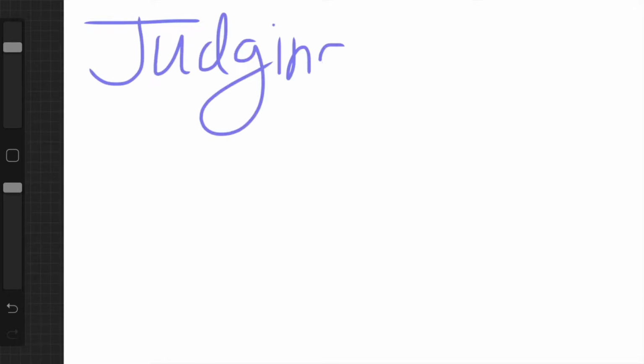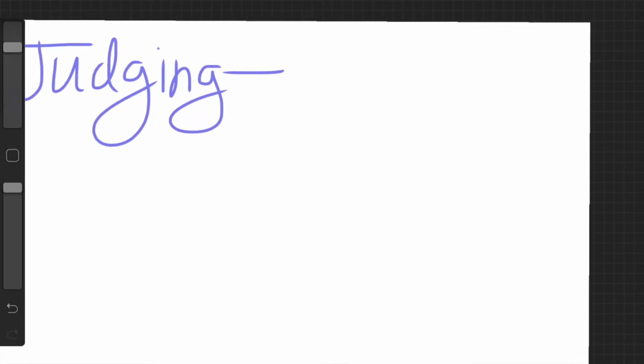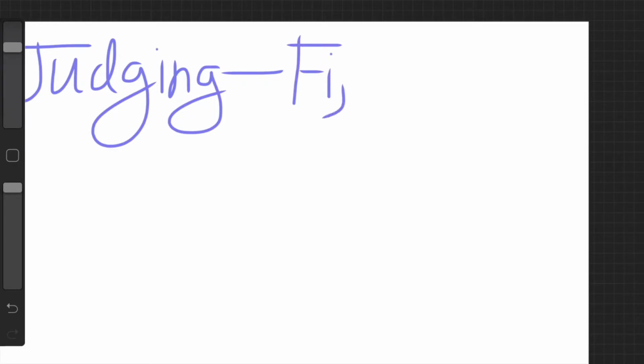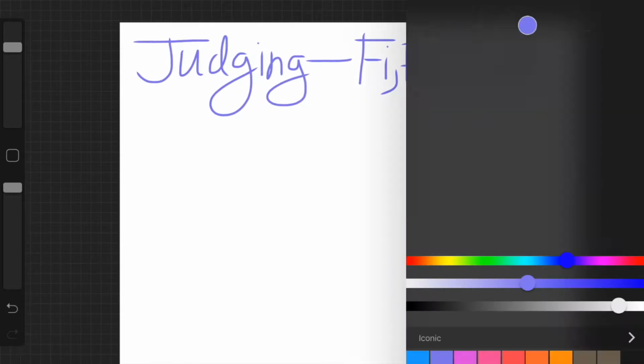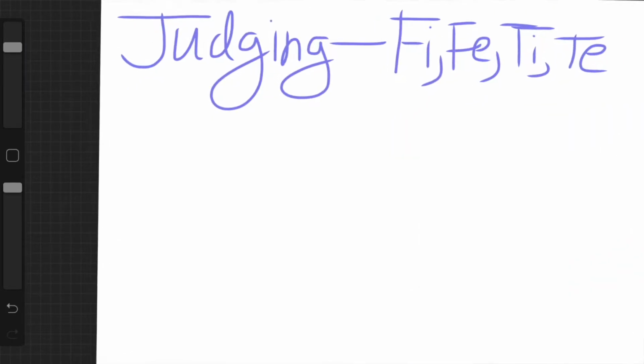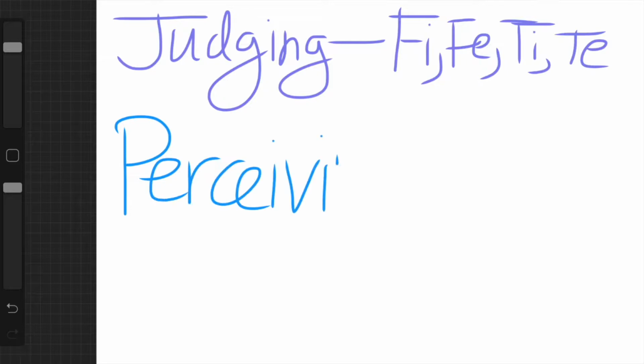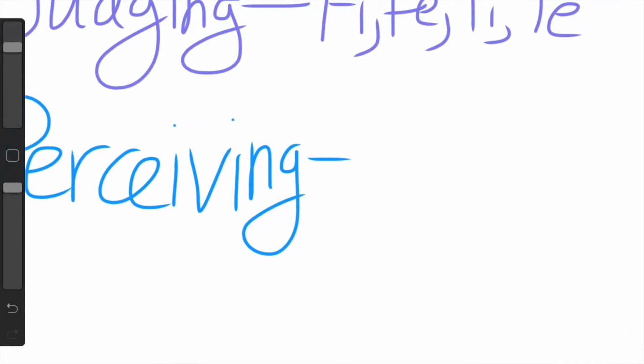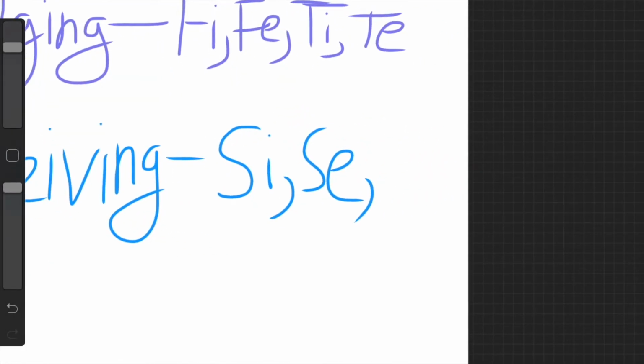I'm going to show you how to figure out the function stack order for any Myers Briggs type. Okay, so first we have judging functions. They are any feeling or thinking function, so that includes Fi, Fe, Ti, and Te. And we also have perceiving functions. This is any function that is sensing or intuition, so that includes Si, Se, Ni, and Ne.